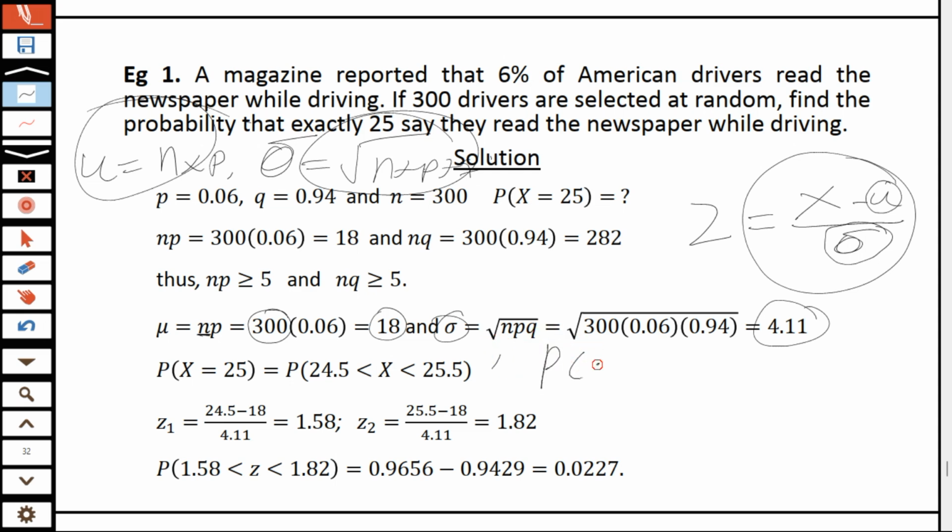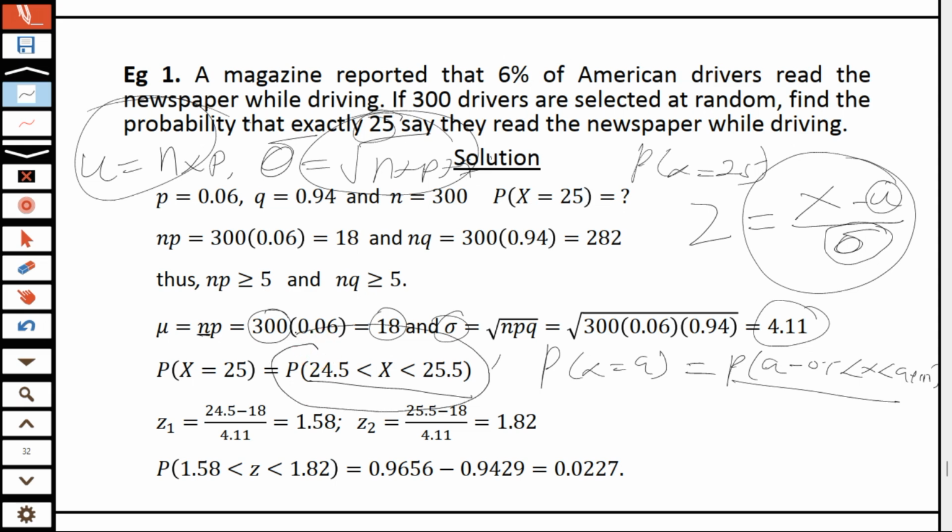And we just learned from the continuity correction that when we have the probability that x is equal to a, it becomes the probability from a minus 0.5 to a plus 0.5. So initially we have exactly 25, which is the probability that x is equal to 25. Here you subtract 0.5 from 25, getting 24.5, and then add 0.5 to 25, getting 25.5. This is how things are done here.